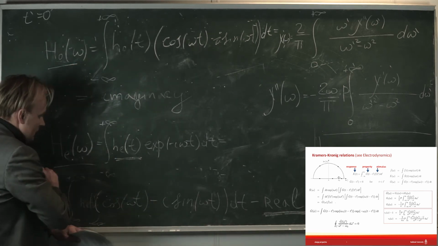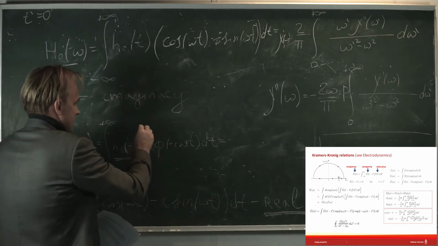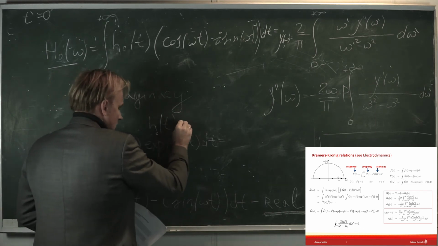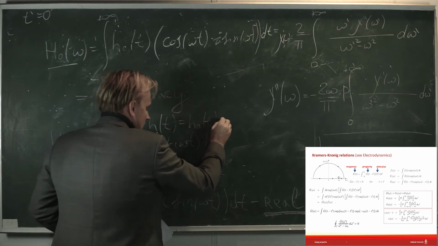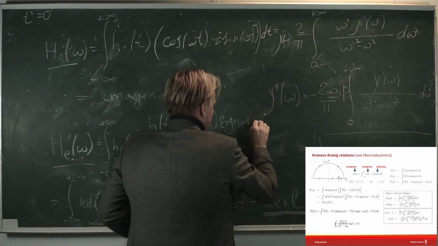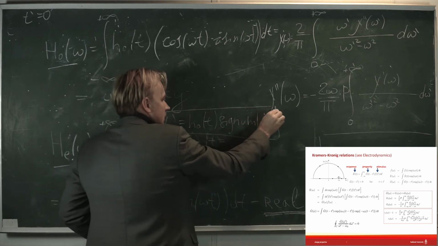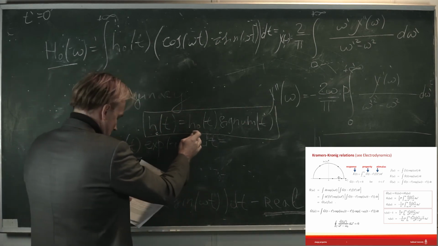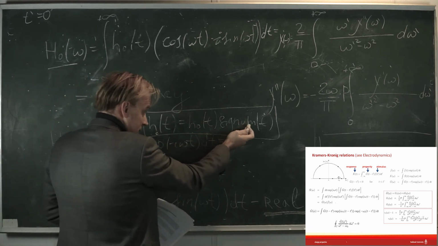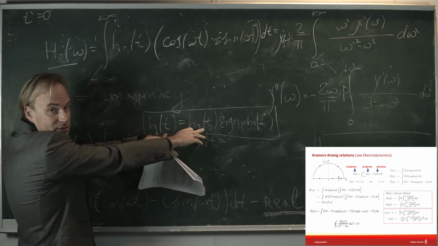Are these quantities mutually independent? Of course not. Because, as I stated earlier, if you have causality, it means that in the time domain, the even part is a product of the odd part times this function sigma. So in the time domain, these two functions are not mutually independent.